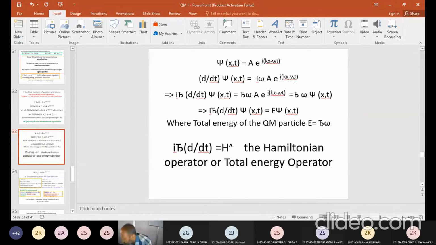So if somebody asks you, I have a wave function and you have to determine the angular velocity of the wave function, then what do you have to do? You just have to apply the operator i d by dt on the wave function, and whatever eigenvalue you get, that will give you the angular velocity. Okay, I think you're following.